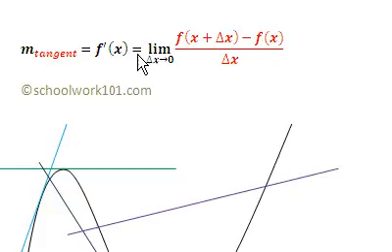Okay, it's equal to the limit as delta x approaches 0. Now remember, back up in that graph I was telling you, as delta x gets smaller and smaller and smaller, the secant line approaches the tangent line. And so remember, this was the formula for finding the slope of the secant line, but now we're going to use this idea of the limit to actually find the slope of the tangent line.